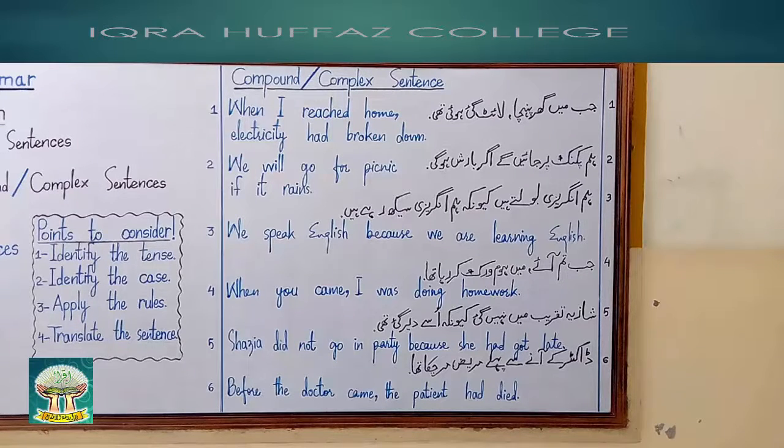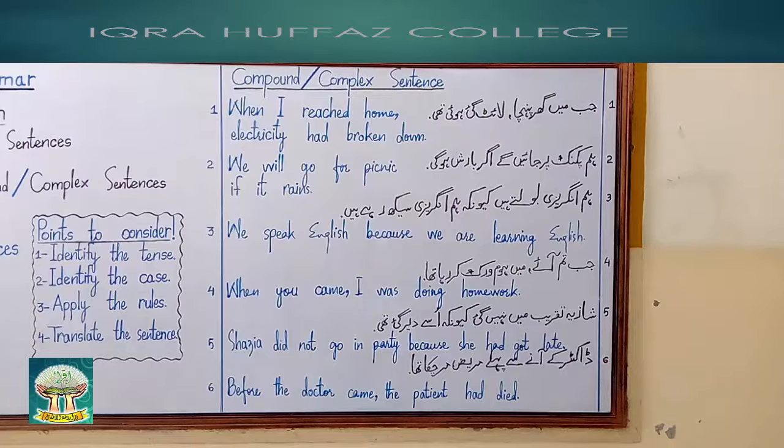So जब मैं घर पहुंचा लाइट गई हुई थी, there are 2 sentences. जब मैं घर पहुंचा, number 1, और लाइट गई हुई थी, number 2. Now see, जब मैं घर पहुंचा belongs to past simple. लाइट गई हुई थी means an action had already completed, it had already taken place. लाइट का जाना पहले ही हो चुका था. That will go to past perfect. So जब मैं घर पहुंचा is past simple, लाइट गई हुई थी is past perfect.